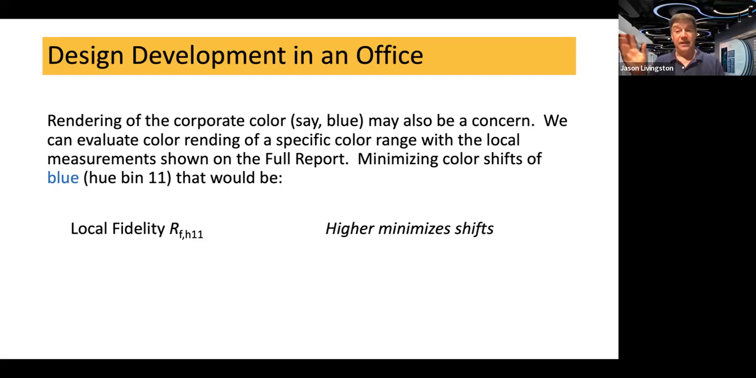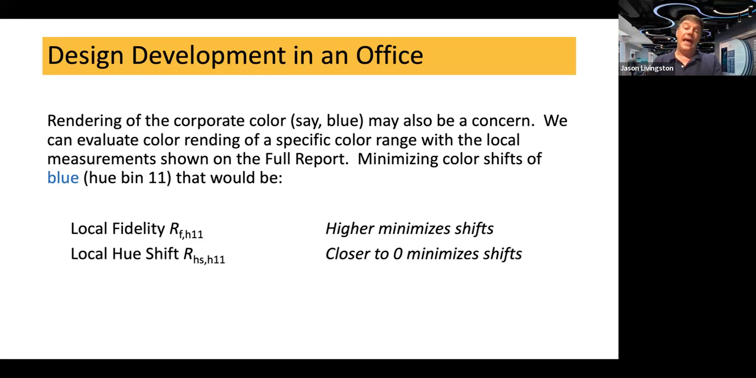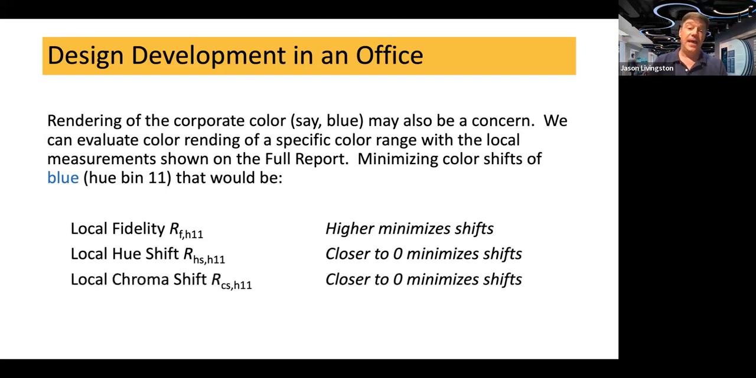Higher is better fidelity, right? So higher means minimized shifts. I might look at the hue shifting of Hue Bin 11, right? Closer to 0 is a minimized shift. And I might also look at chroma shifting, and closer to 0 is also minimized shift. So if I had an Rf of 90, an Rhs of 0, and an Rcs of 0, I've got great rendering and no color shifting on the blues.